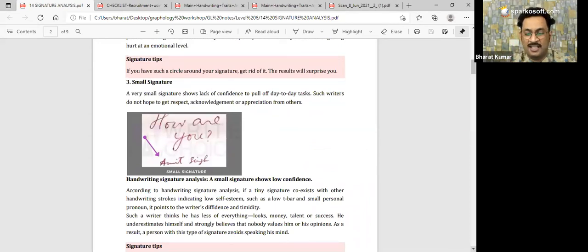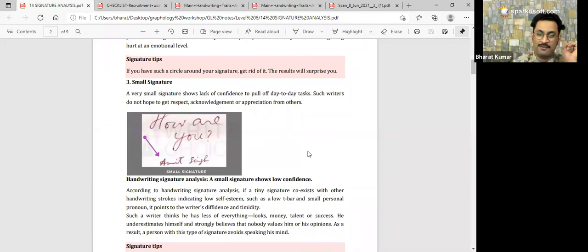How many of you have a signature like the one written here, Amit Singh? Check your signature, please. Yes, Sunita, correct. How many of you have this kind of signature, like Amit Singh, with very small letters that look like a single alphabet? If you have such a signature, it is a negative trait. A very small signature shows lack of confidence to pull off day-to-day tasks. Such people do not hope for any respect, any acknowledgement, any appreciation. These are the most negative people in any organization.